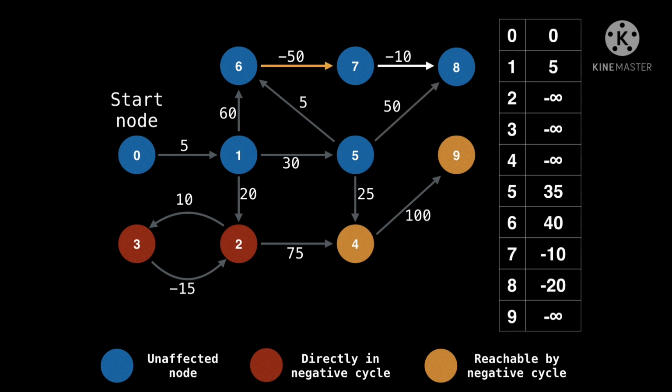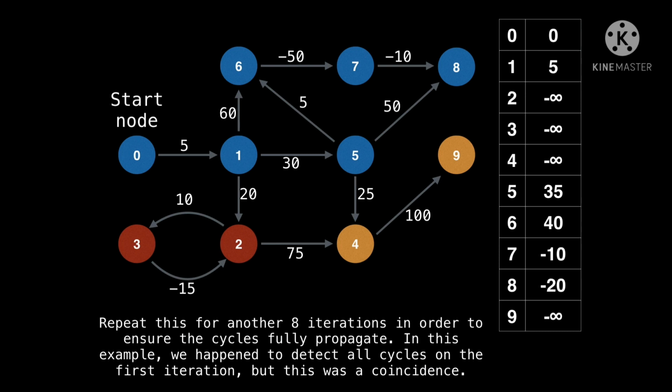So that's it for the first iteration. There are another 8 iterations to perform. In this example, we happen to detect all cycles on the first iteration, but this was a coincidence. In general, you really need another 8 iterations. This is because you want the negative cycle minus infinity values to propagate throughout the graph. The propagation is highly dependent on the order in which the edges are being processed, but having v-1 iterations ensures that this propagation occurs correctly.